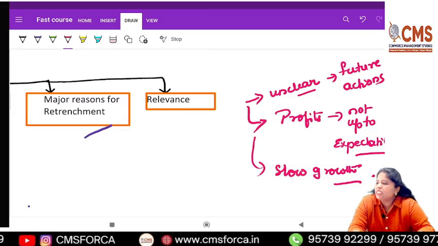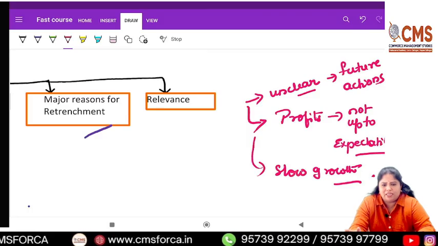And the last one goes as liquidation. It's a complete exit from the market.